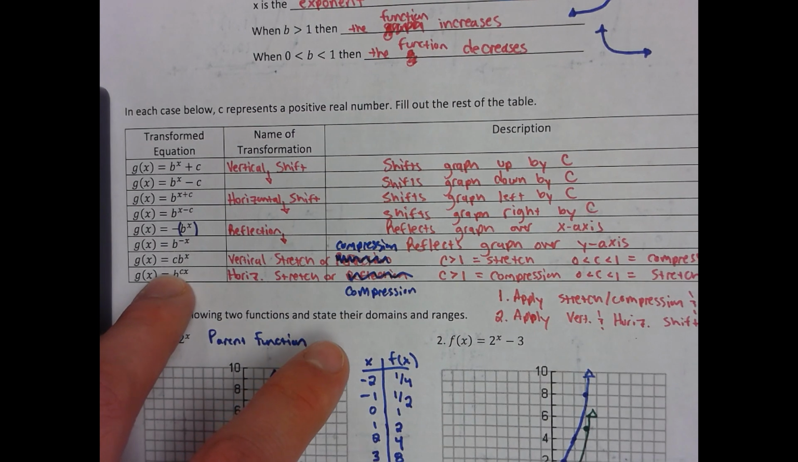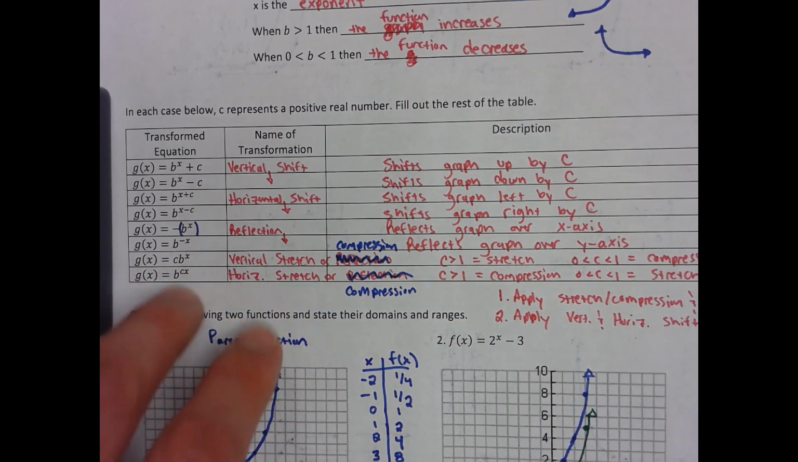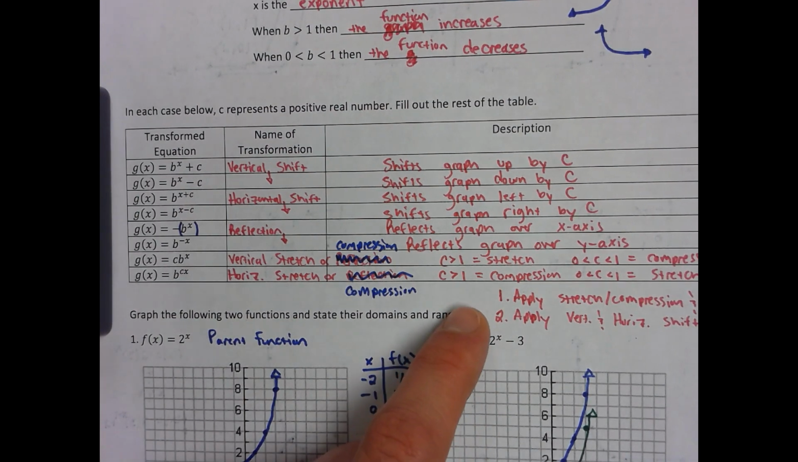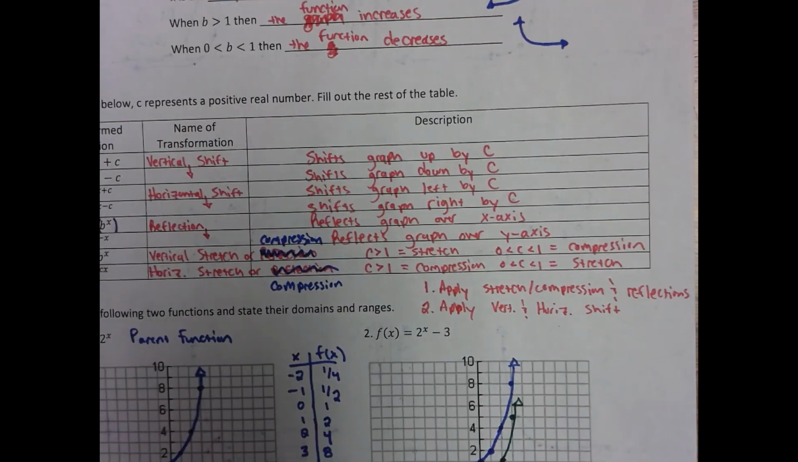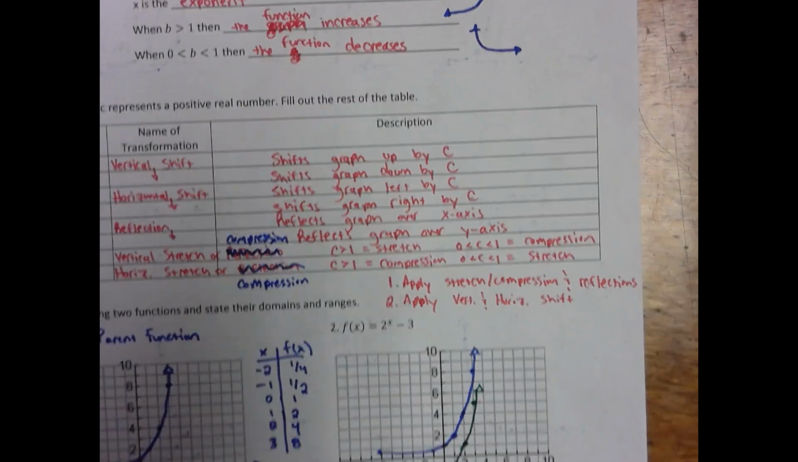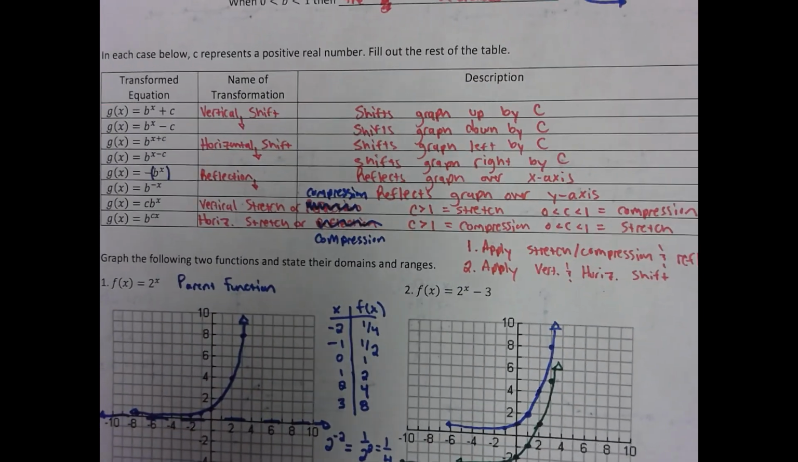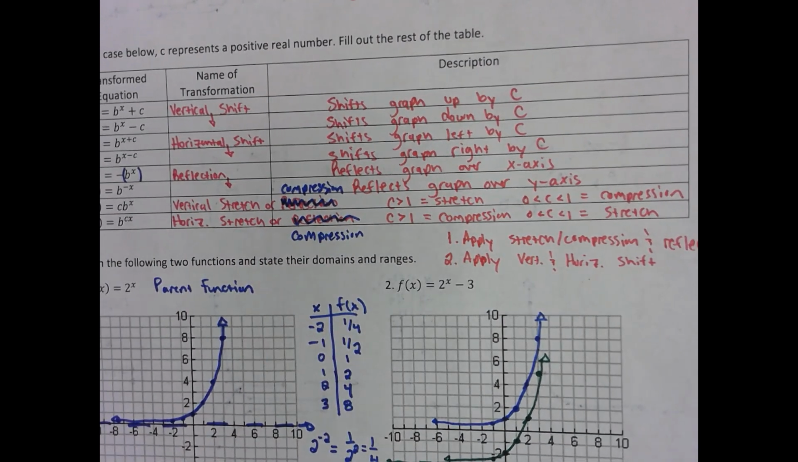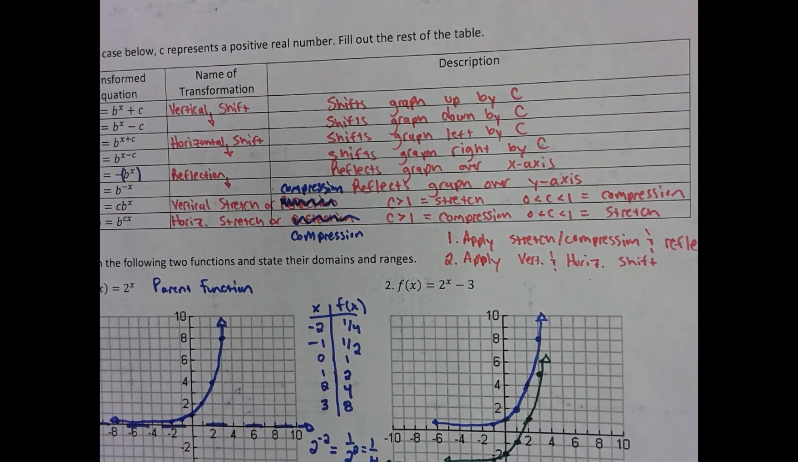When that value shows up in front of the x, that's our horizontal stretch or compression, and the rules are the opposite here. So if it's greater than 1, now it's a compression, and if it's between 0 and 1, now it is a stretch. Okay, and again, those are just reminders about transformations. And that's, as we graph these exponential functions, that's what we're going to use, is kind of the same transformations that we had done previously.